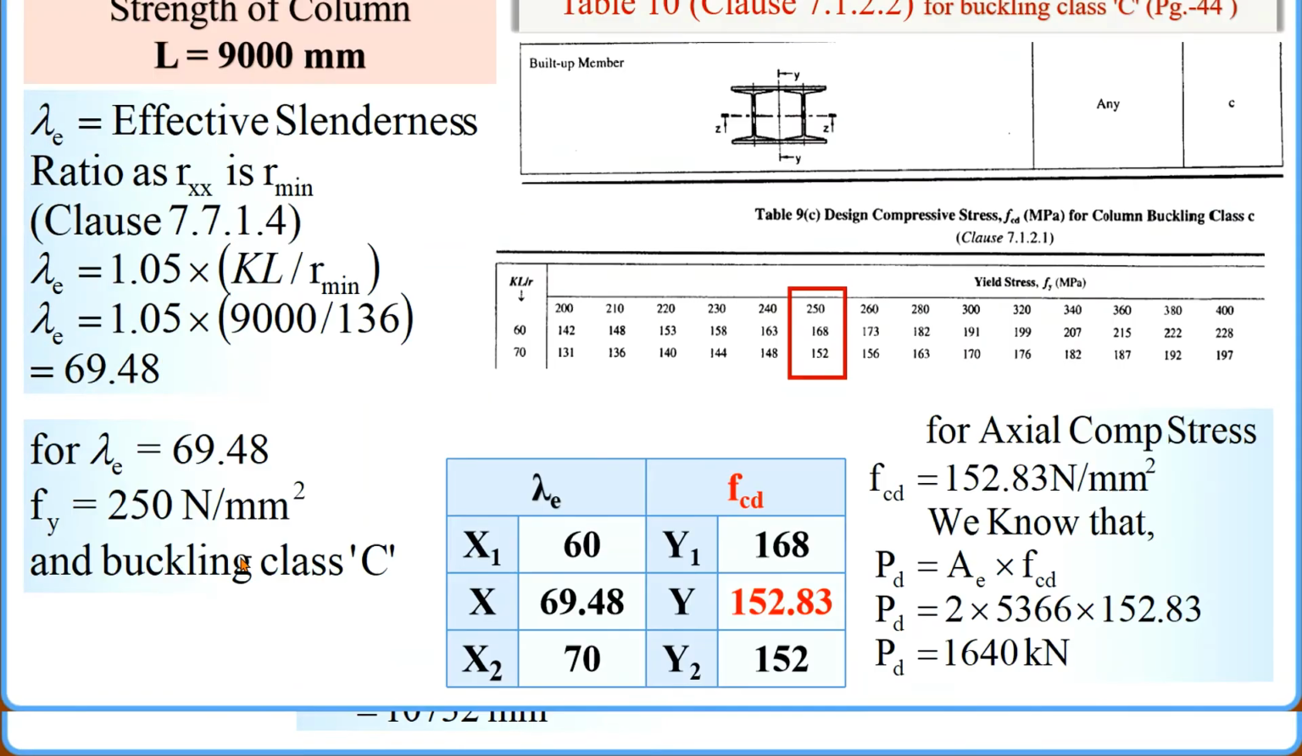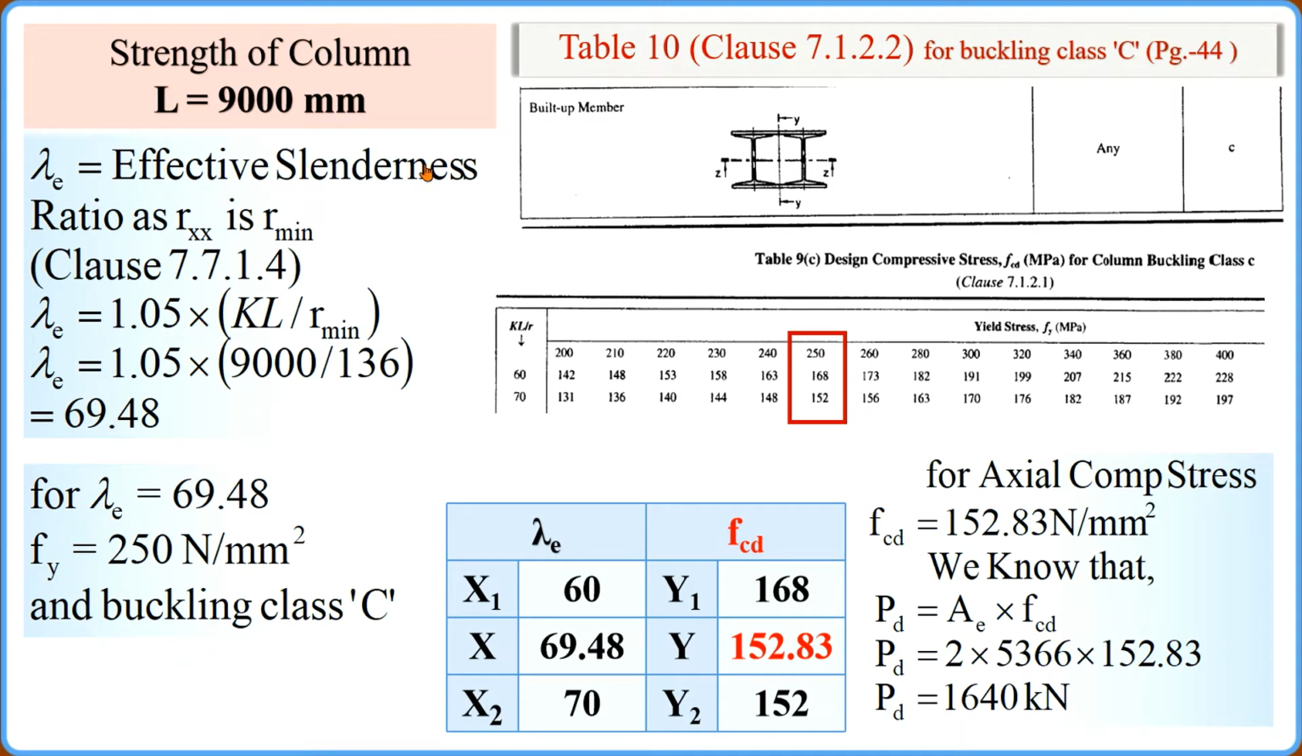Now as we are interested in calculating the capacity of the column, we need to go with the effective slenderness ratio. Here we are assuming that the moment of inertia about the x-axis is equal to the moment of inertia about the y-axis. So the r minimum, which is required in the calculation of slenderness ratio, we are assuming as rxx for the built-up section. Otherwise, for the individual section, r minimum is ryy. So as per clause number 7.1.4, lambda E becomes 1.05 into KL upon r minimum.